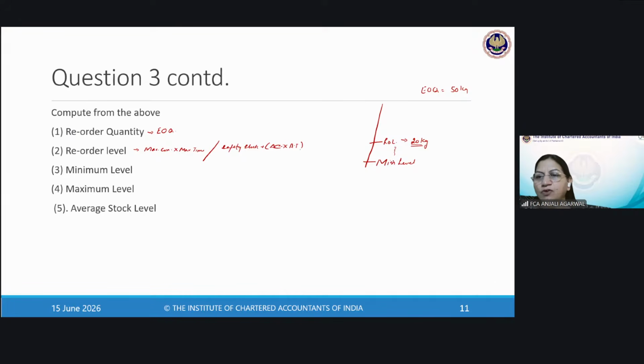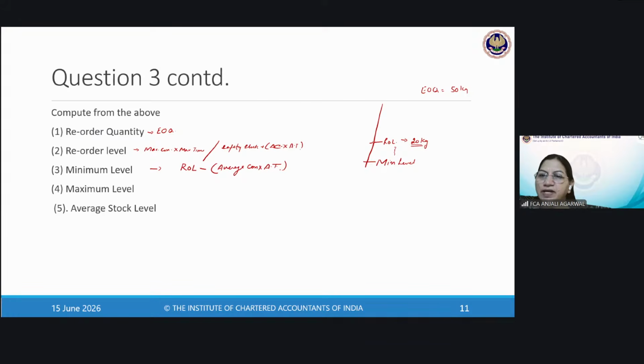Therefore, your level falls to a minimum level. So the formula for minimum level should be reorder level was where you were, from where you start consuming. So here we assume that you will start consuming at an average level. So average consumption into average time.